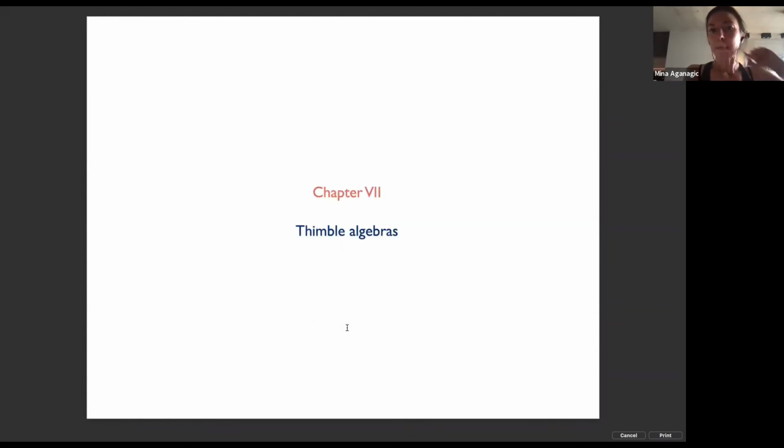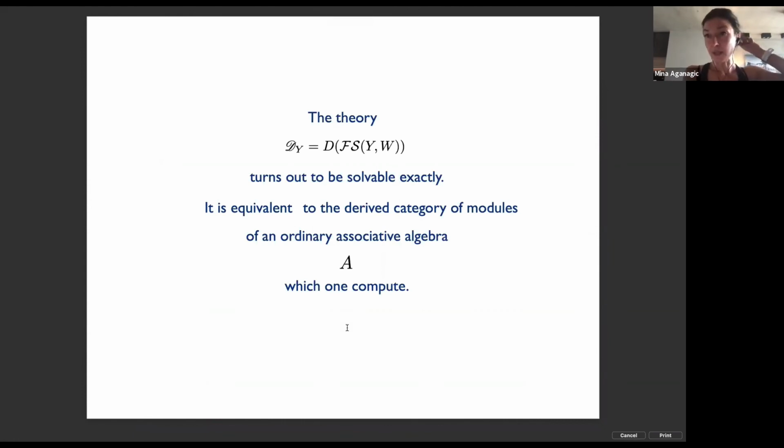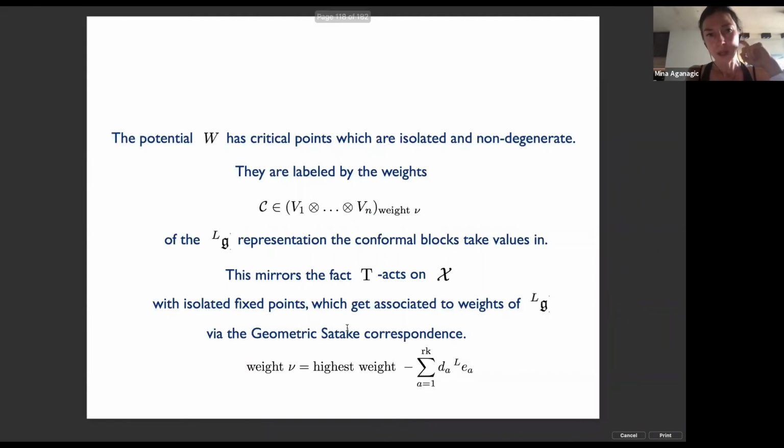All right, so now the theory based on Y, the derived Fukaya-Seidel category of Y with potential W, turns out to be solvable exactly. It turns out to be equivalent to a derived category of modules of an ordinary associative algebra, which one can compute. The potential W has critical points, which are isolated and non-degenerate. The two-dimensional theory is semi-simple or massive.